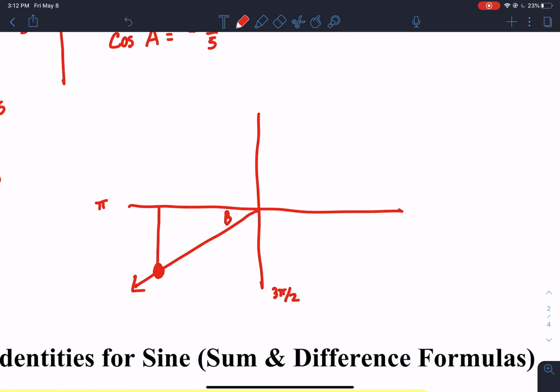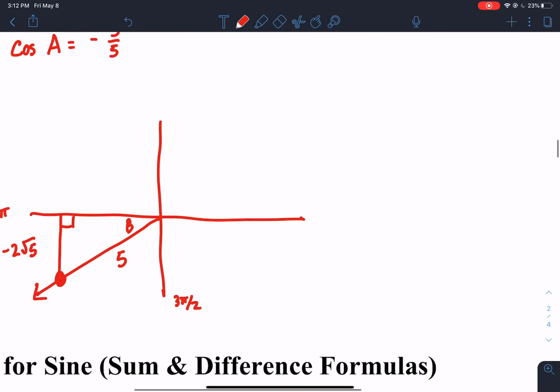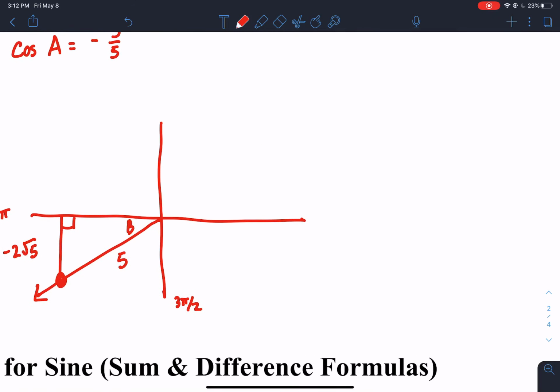All right, we're going to call that b. Now it says sine of b is negative 2 root 5 over 5, right? Now I know that this side is negative 2 root 5 because we know that the radius is always positive. So now again, you just need to figure out what x is. So x in this case is also going to be negative. So we got x squared plus negative 2 root 5 squared equals 5 squared.